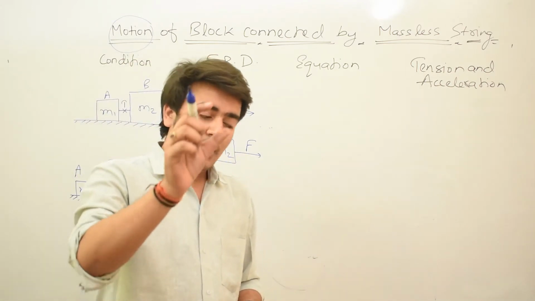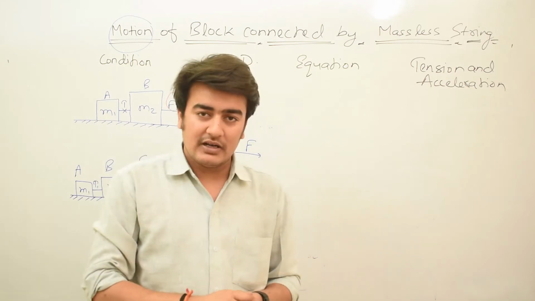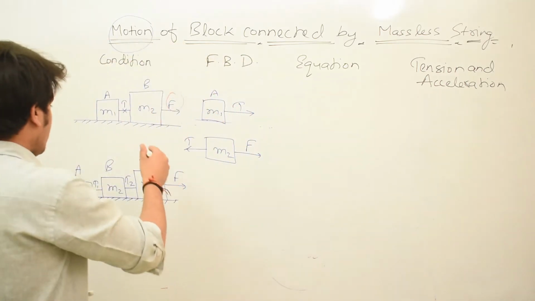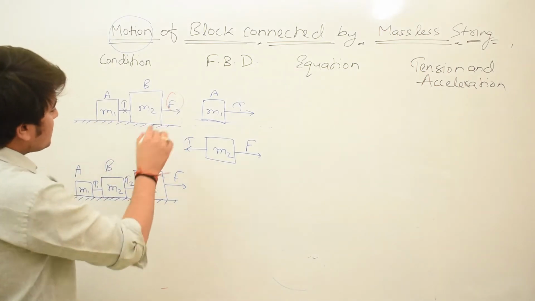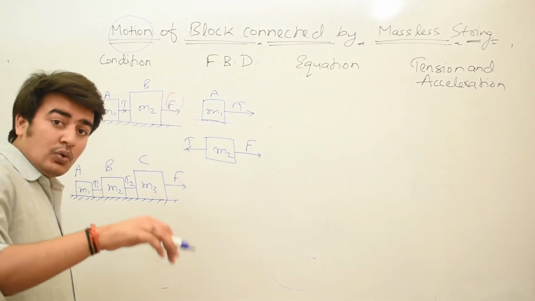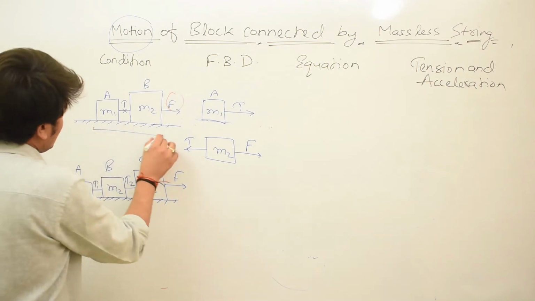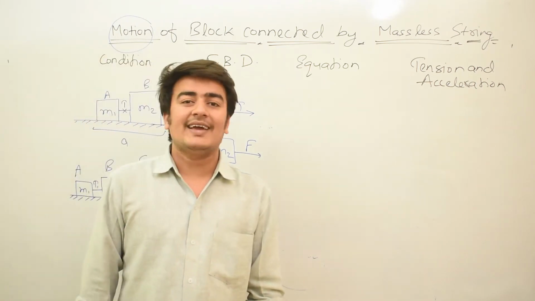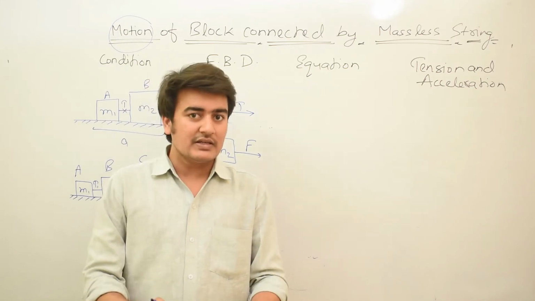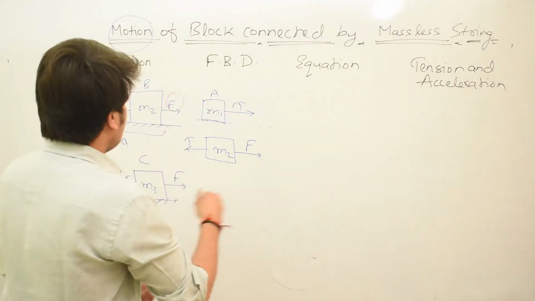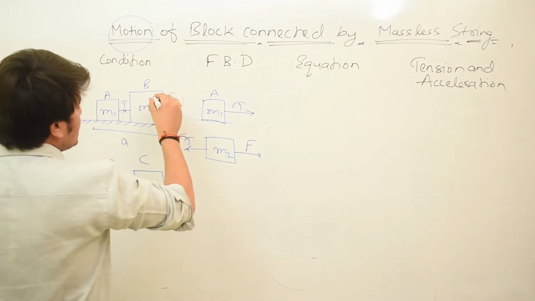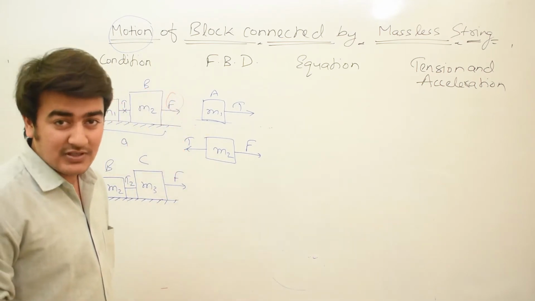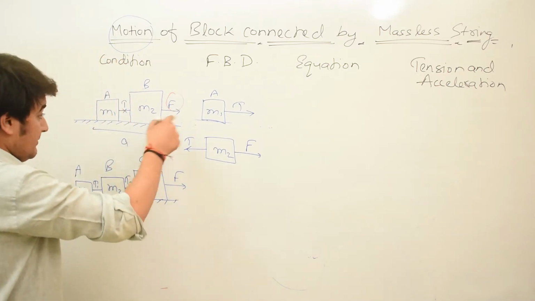If some force is applied on a particular body, there must be acceleration on that body. As this body is connected through a massless string, we can consider that this particular system is moving with acceleration A. So when we are talking about the system, it simply means that body m2 is moving with acceleration A, and body m1 is also moving with acceleration A.